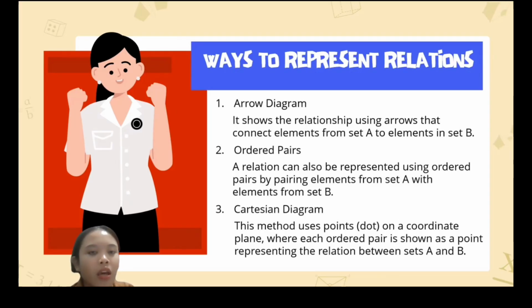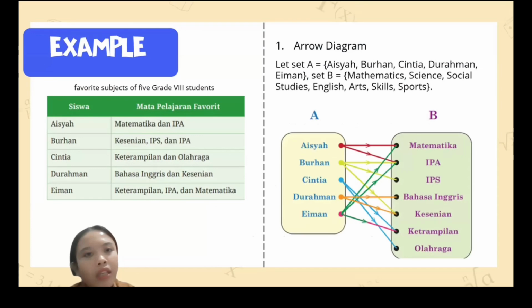Third is the Cartesian diagram. In this method, we represent the relation using points on a coordinate plane. Each ordered pair is written as a point or dot, showing the relationship between elements of set A and set B. Alright, now let's move on to an example to see how these three methods are applied.